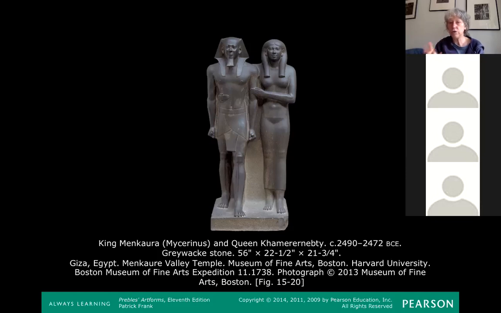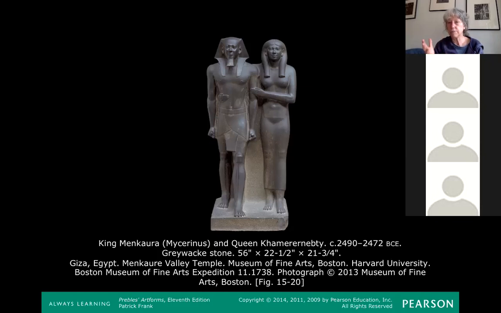And now we know who this guy was: King Menkaure, a pharaoh, and Queen Khmeremneptah, maybe. Or it might be the goddess Hathor, but there's different theories about this. Okay, so this is an amazingly naturalistic representation, idealized naturalism, let's say, of a pharaoh in his prime.